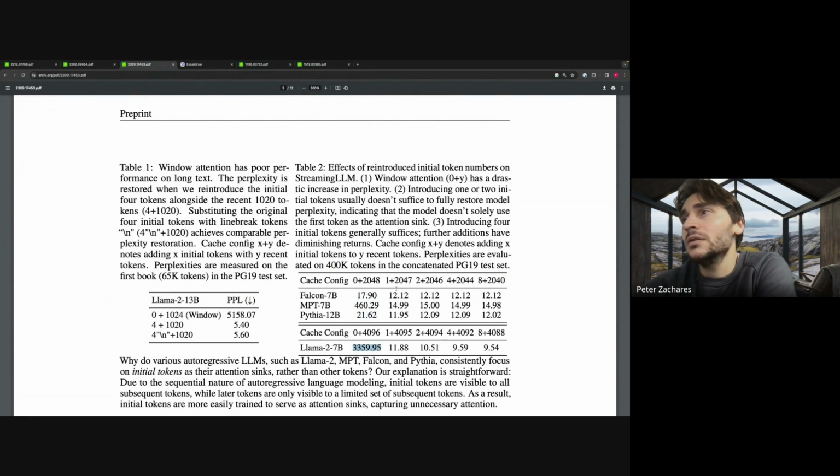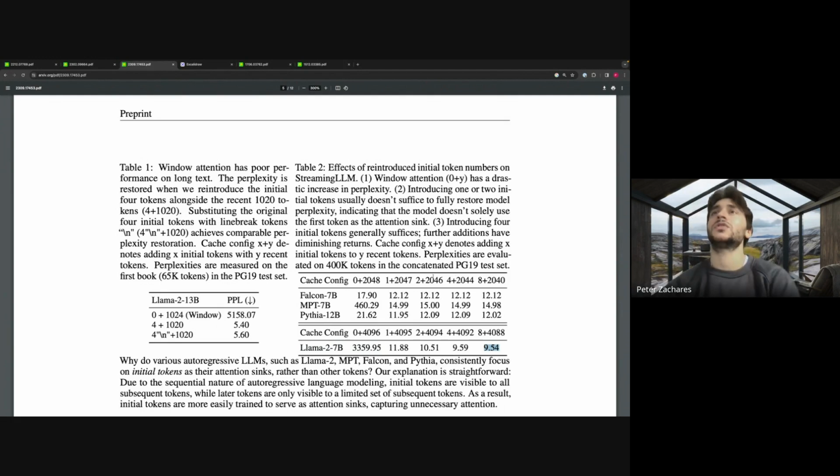And then they add one and they see that this is the perplexity. It decreases drastically in some cases. And then adding up to four, you seem to see an increase in performance, especially with Llama. It always goes down, but then when you add eight, it doesn't seem to matter that much. So they say, okay, our rule of thumb is you always add four tokens.